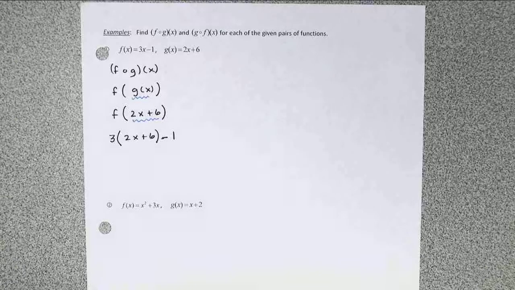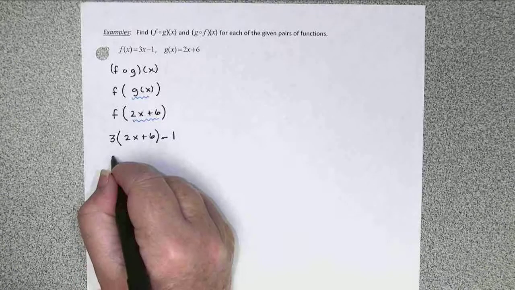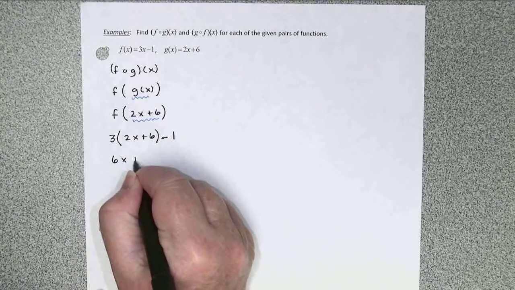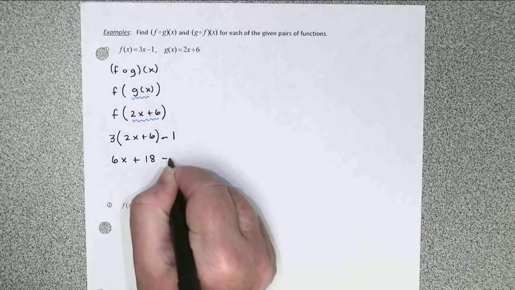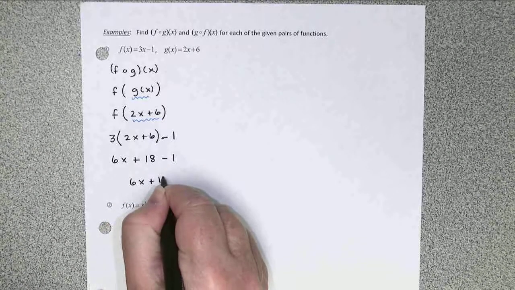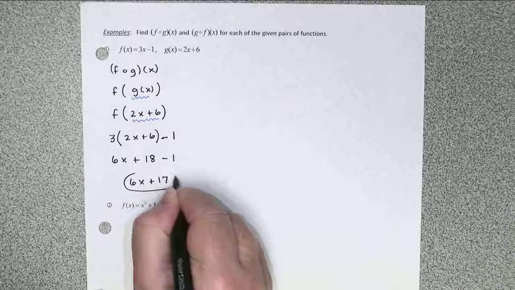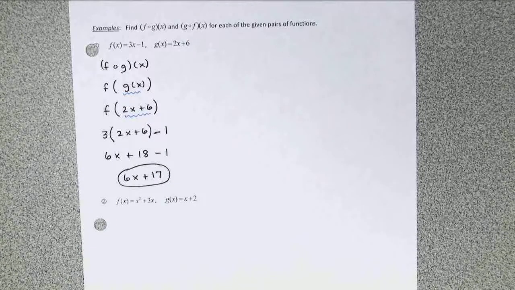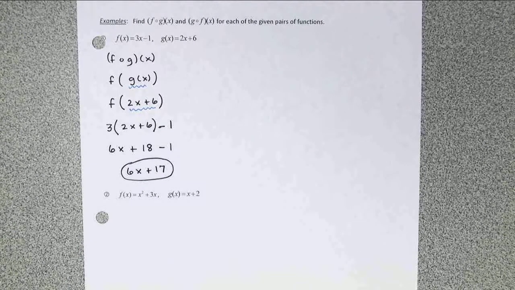We'll simplify that a little bit, and that'll be it. Distributing the 3, I get 6x plus 18 minus 1. And combining like terms, 6x plus 17. So there's the composition, f composed with g of x, or sometimes just f of g of x.